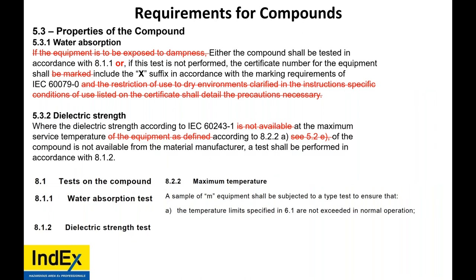So, requirements of compounds. Either the compound shall be tested in accordance with 811, which when you look at the bottom, means a water absorption test. Or if the test is not performed, the certificate number for the equipment shall include the X, conditions of use, in accordance with the marking of 60079-0. Now, a dielectric strength test also has to be done to a different standard, IEC 60243, at the maximum surface temperature, according to 822, maximum temperature of the compound. If it is not available from the manufacturer, well, then another test will have to be done to 812, a dielectric strength test.